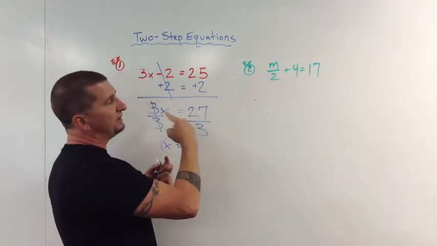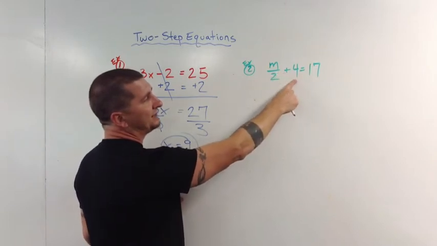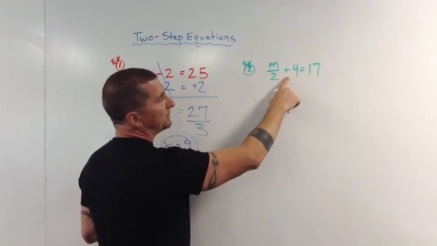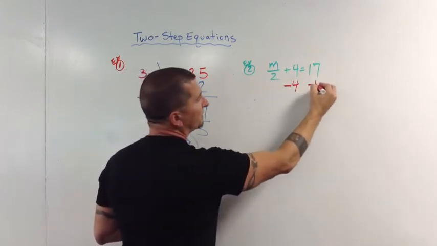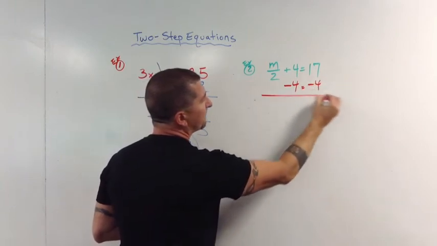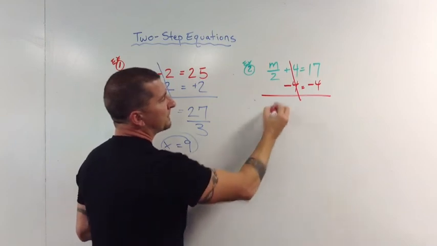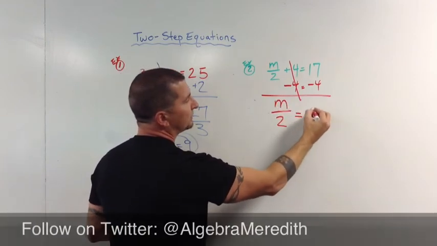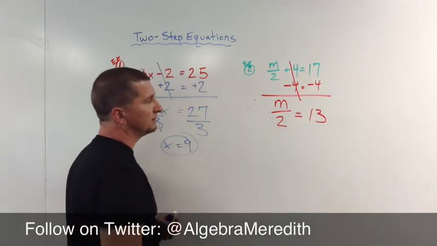Like I said on the previous problem, the first thing we want to do is eliminate the number being added to the m. So the way we eliminate plus 4 is we're going to subtract 4 from both sides of the equation. That leaves us with m divided by 2 equals 17 minus 4, which is 13.